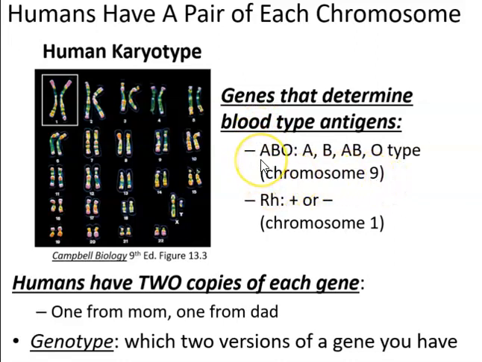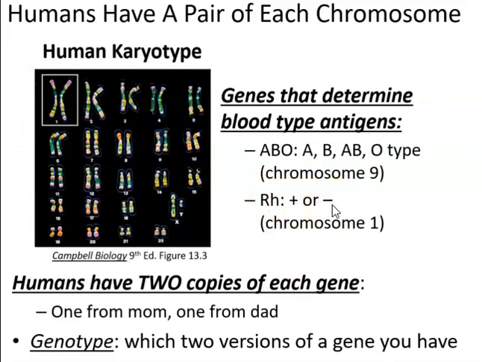So for ABO, the genes for ABO, with regards to the antigens that are on the surface of the red blood cell, are found on chromosome 9. They have actually mapped out the different chromosomes. So we can count 1, 2, 3, 4, 5, 6, 7, 8, 9. It's these genes that determine your blood type. And whether you are Rh positive or negative, that gene is found on chromosome 1.